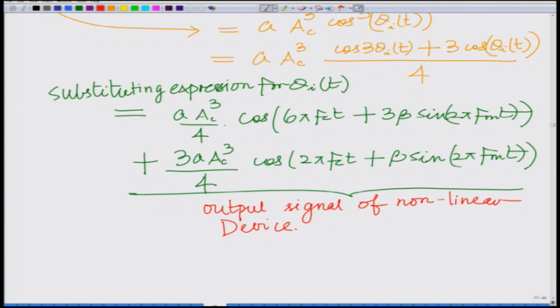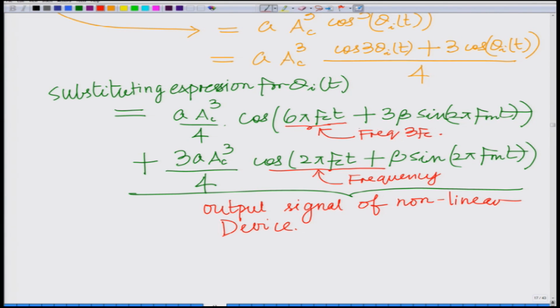And now, if you look at this component, this is at frequency fc, and this component is at frequency 3 fc, or n fc.